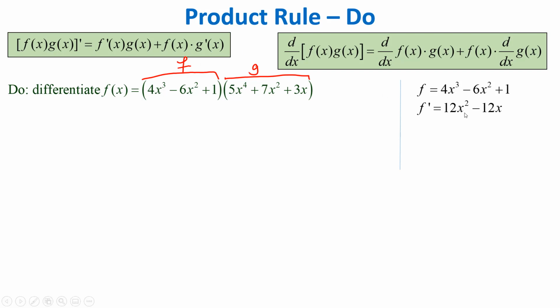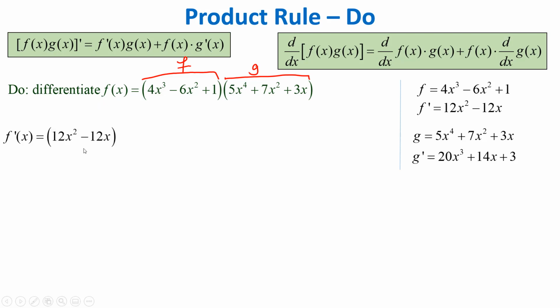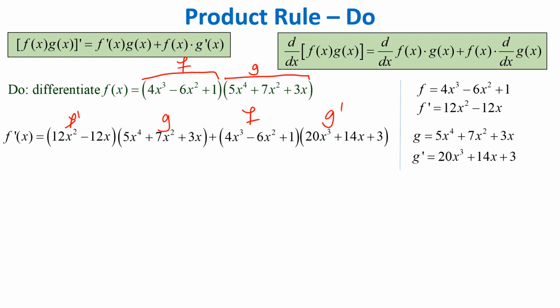then f prime will be 12x squared minus 12x. And if this is g, then g prime will be 20x cubed plus 14x plus 3. And that'll make the derivative f prime of x be, just label this, f prime times g plus f times g prime. In other words, 12x squared minus 12x times 5x to the fourth plus 7x squared plus 3x, plus 4x cubed minus 6x squared plus 1 times 20x cubed plus 14x plus 3.